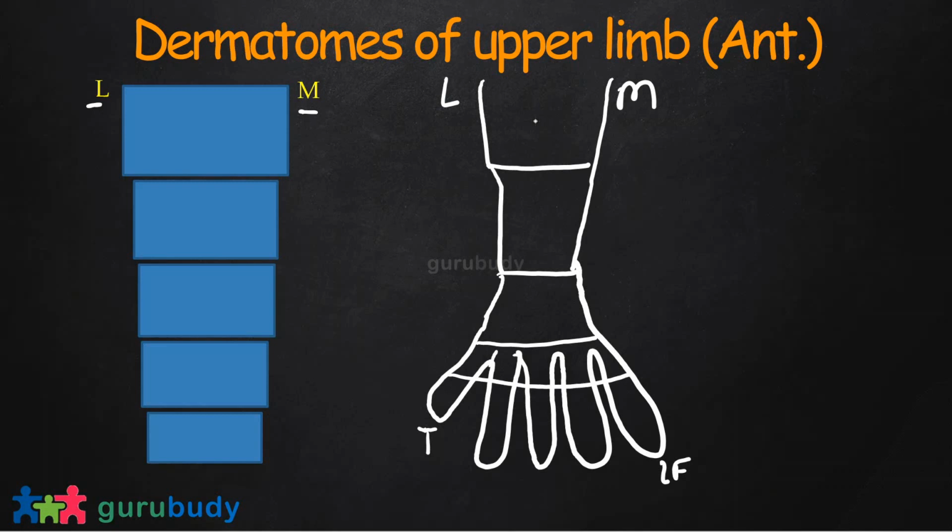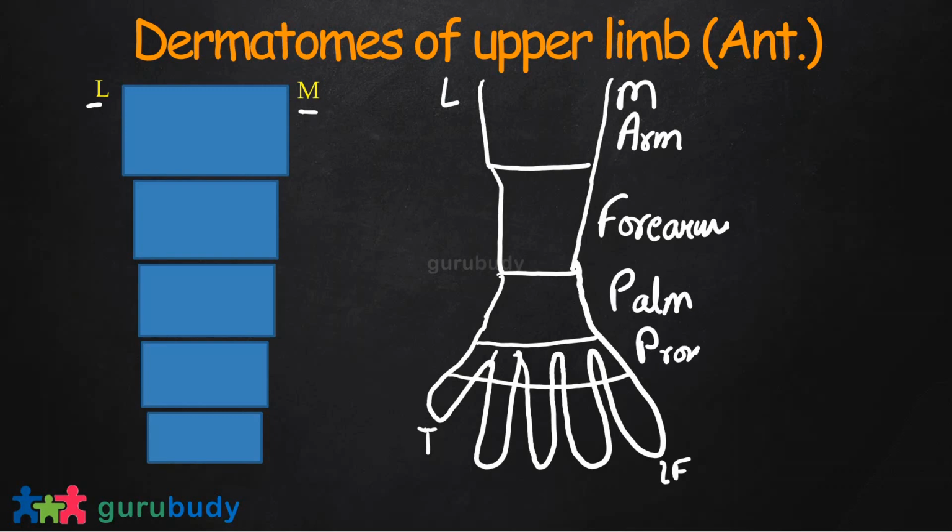So this one is the arm. This one is the forearm. This one represents palm. It represents the proximal phalanx. And this one represents the middle and distal phalanx. The arm, which is the biggest part and the bulky part, has many nerve roots. Therefore, this block is made the biggest one.